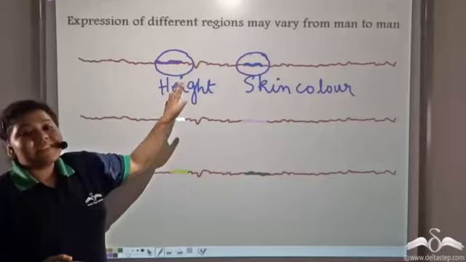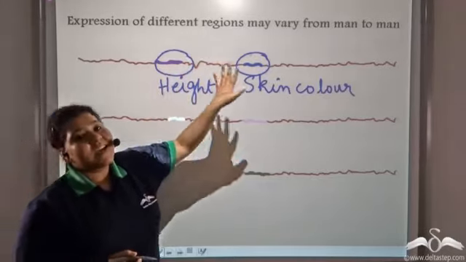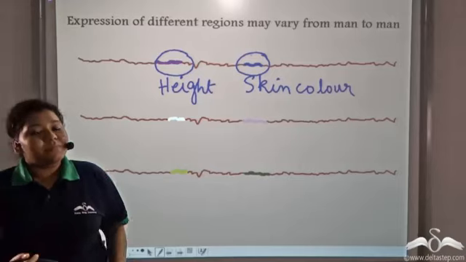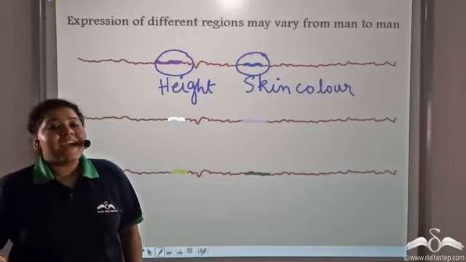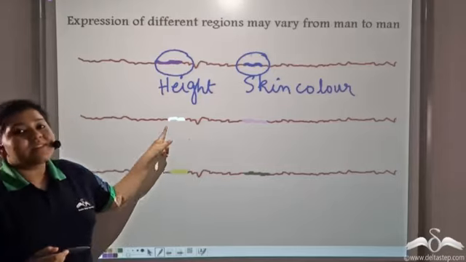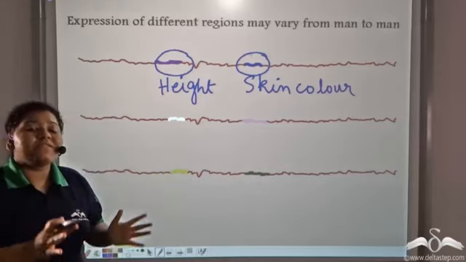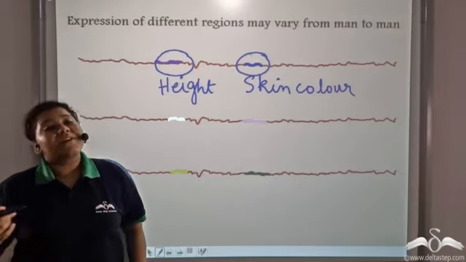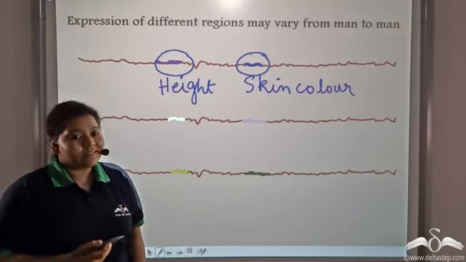Now, I have taken the example of height and skin color, but there are other characteristics in the human body, and all these characteristics are controlled by these specific regions on a specific chromatin fiber, which remains constant across all human beings.